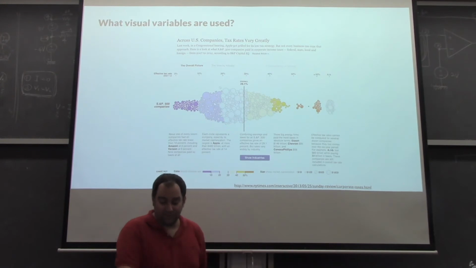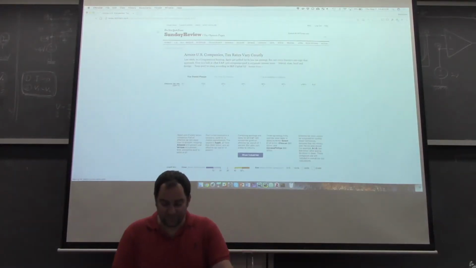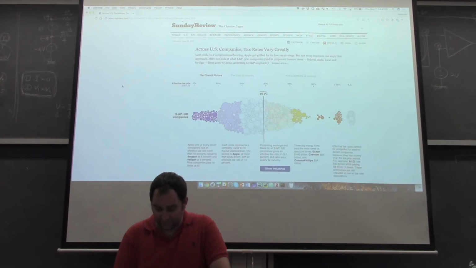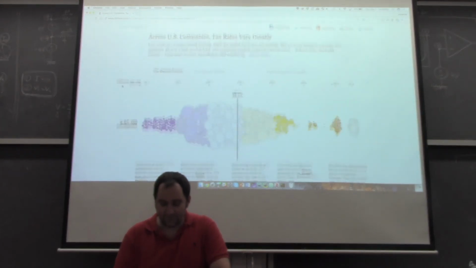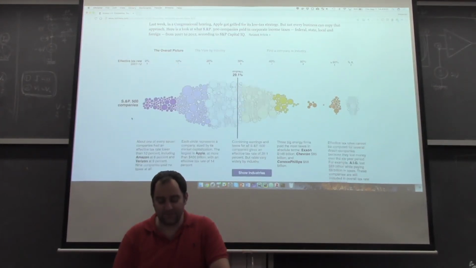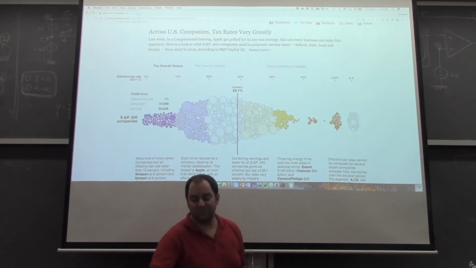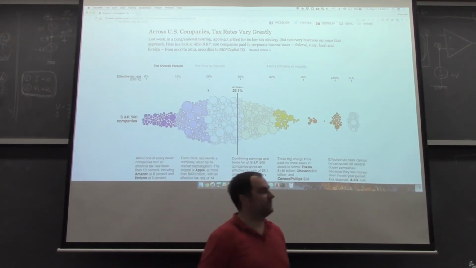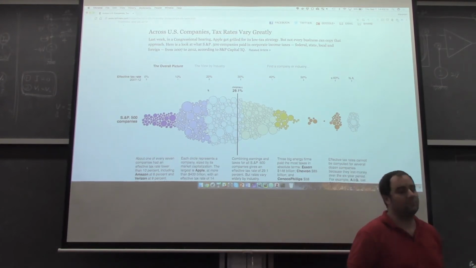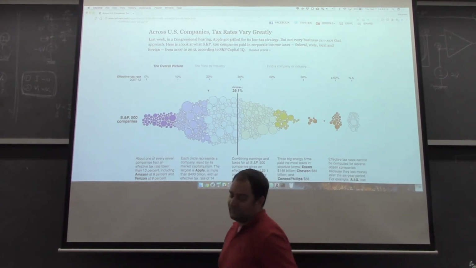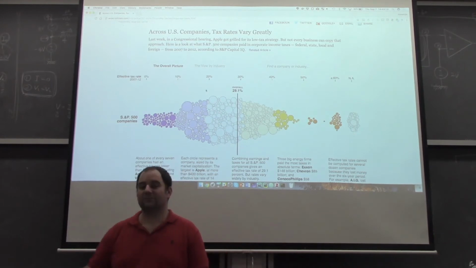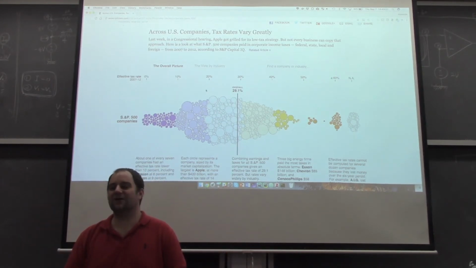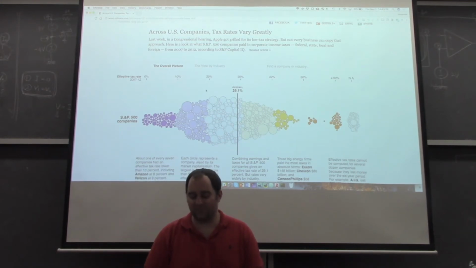So in this example here, this is a New York Times visualization where we see the tax rates of various companies in the United States. So what are the visual variables, the marks and channels that are used here? Color? What does color encode? Please raise your hands. Color encodes value. The value, well, can I be more specific? The effective tax rate. Exactly.